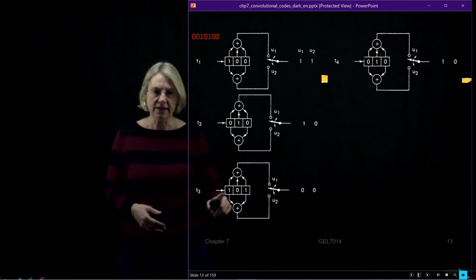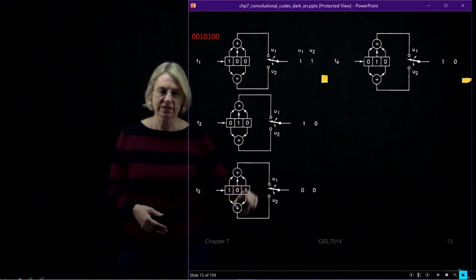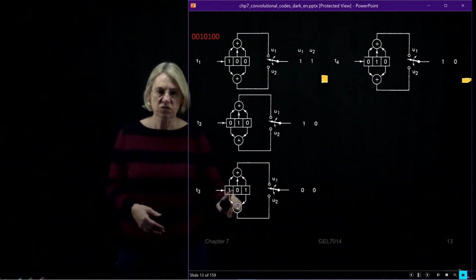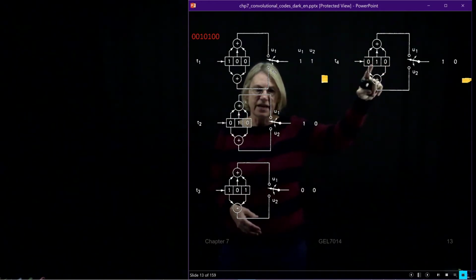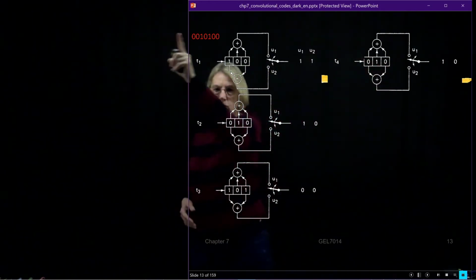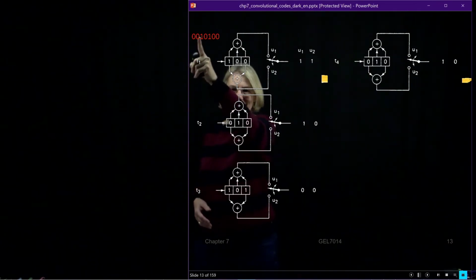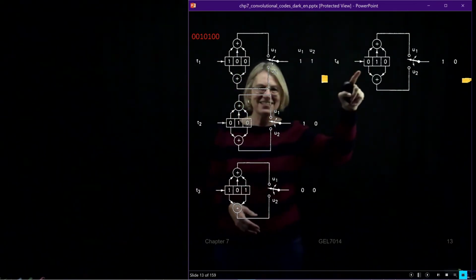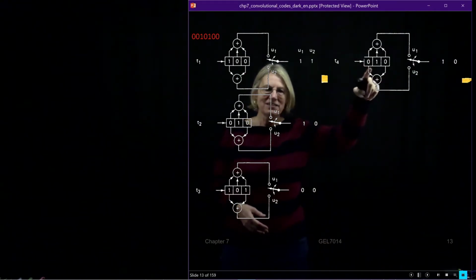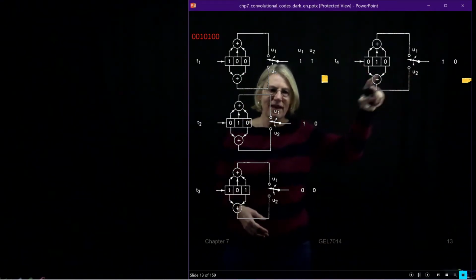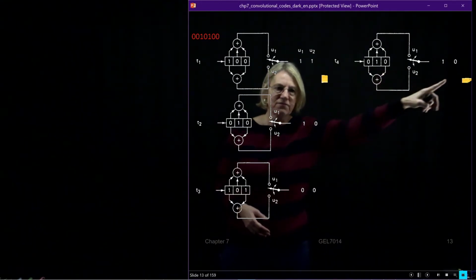So here, again, I shift over. This 1 gets shifted out entirely. This 1, 0 now appears as the state of the encoder. And the new bit that I send in, this 0, is now in the input buffer. Again, I calculate. 0, 1, 0 gives me a 1, and 0 plus 0 gives me a 0 for the second bit.